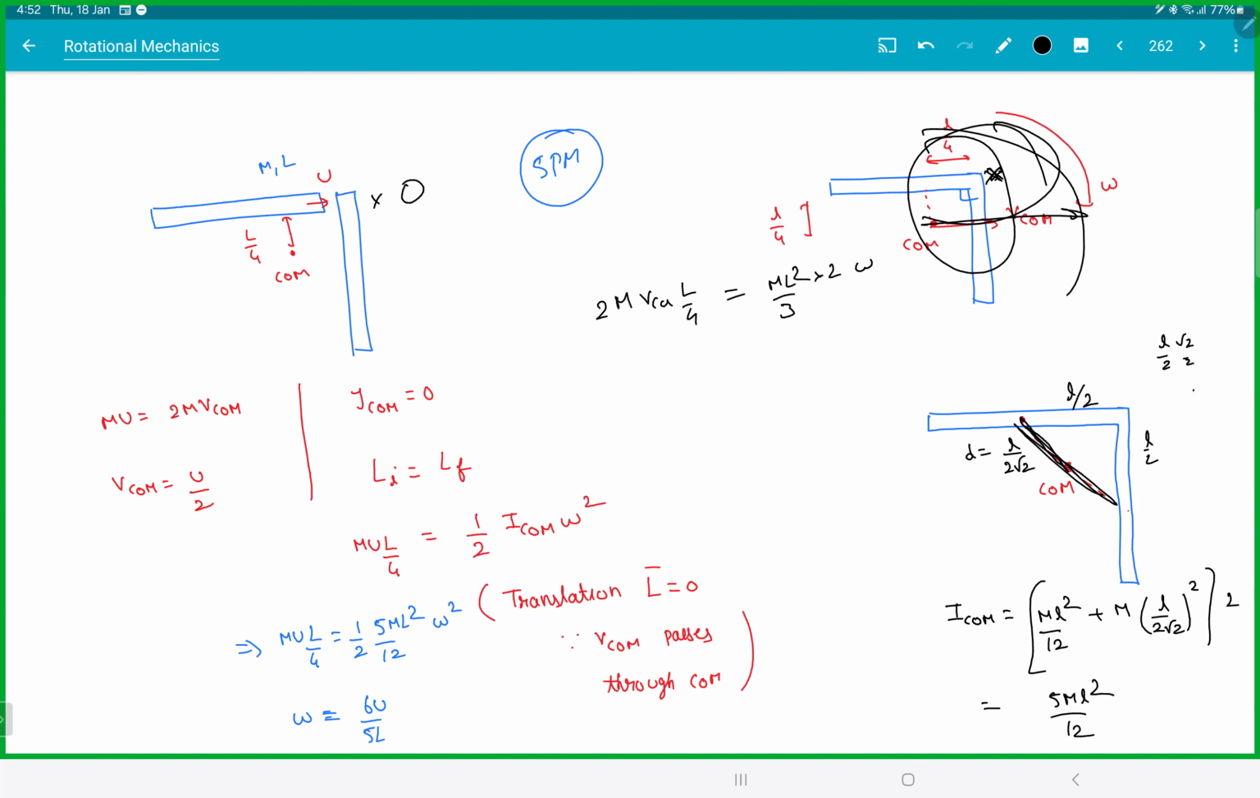Did I mess up any calculations? ML square by 12 plus MD square. That would be 1 by 12 plus 1 by 8. 1 by 6 plus 1 by 4 only, no? 2 square is 4 into 2. That will be 4 plus 6, so 10 by 24. That looks right.